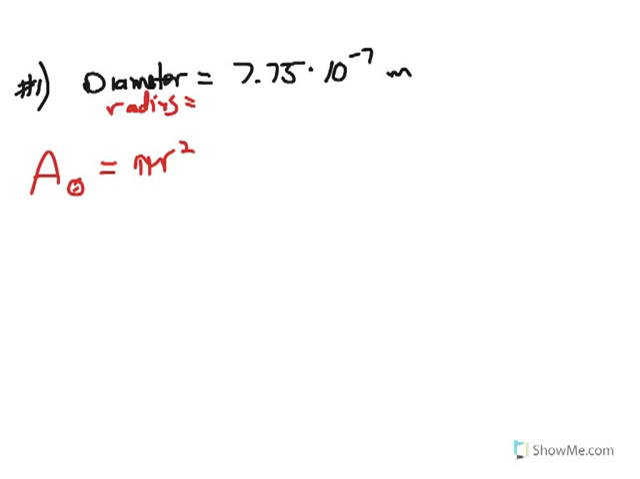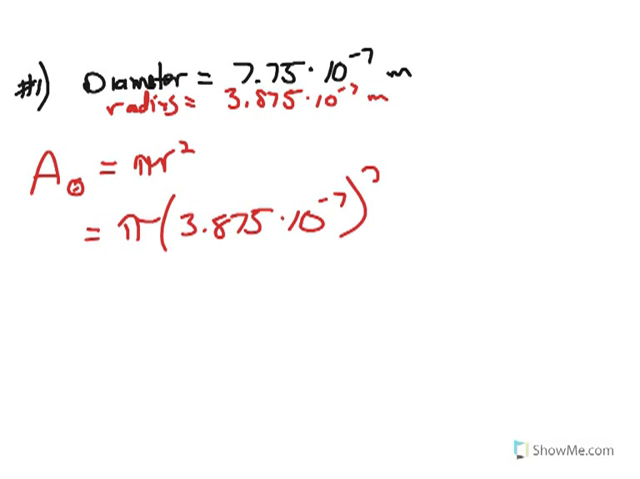is half of that. Half of 7.75 is 3.875 times 10 to the negative 7. So that means this is pi times 3.875 times 10 to the negative 7 squared. Simplifying this a bit, the squared we can apply to the 3.875. We can also apply it to the 10 to the negative 7. The power to a power property says that we would multiply those exponents. And I'm going to use a calculator for this.